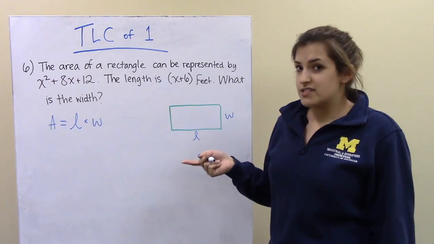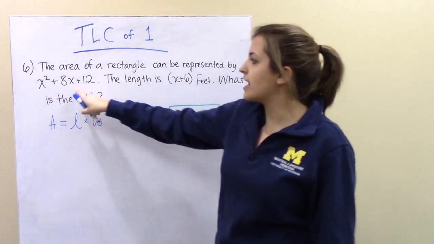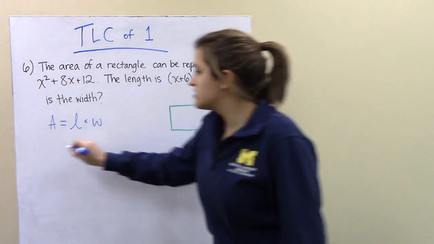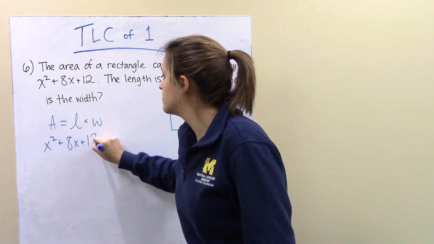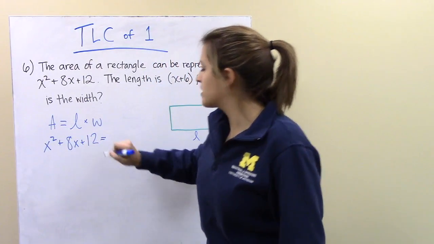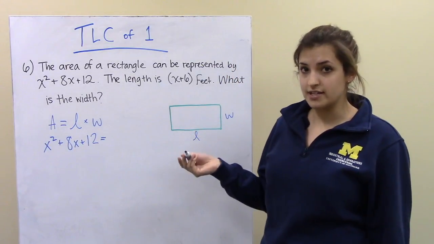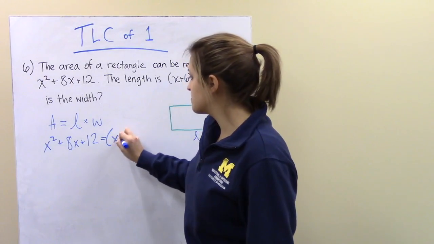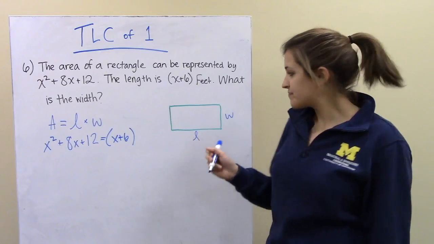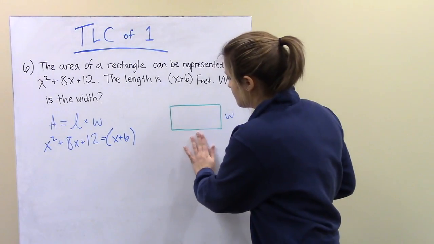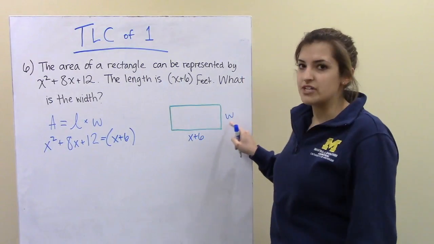So I can fill in a few things that I know. My area, they tell me, is represented by x squared plus 8x plus 12. So that's x squared plus 8x plus 12 is my area. So I can plug that into my equation. And they also tell me the length is x plus 6. So I have x plus 6 over here, and then they ask me, what is the width? So I have the length, so I can fill in this here. This is going to be x plus 6, but I'm trying to figure out what this dimension is.